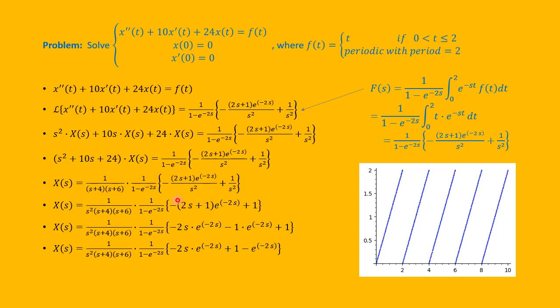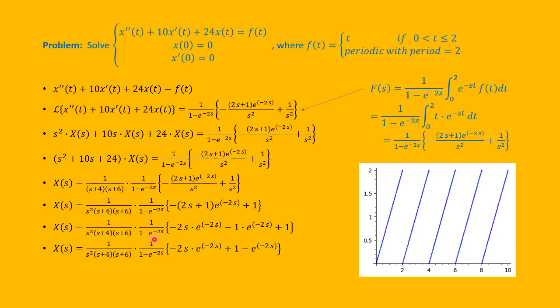Next thing we notice is that in this parenthetical quantity, each of the two fractions has a denominator of s squared. So we'll factor that out, and we'll bring it all the way out to here. So X(s) is 1 over s squared (s + 4)(s + 6), times this exponential, which we have here, times (2s + 1) times this exponential plus 1, which is what we have right here. And the next step just does a little bit more algebra.